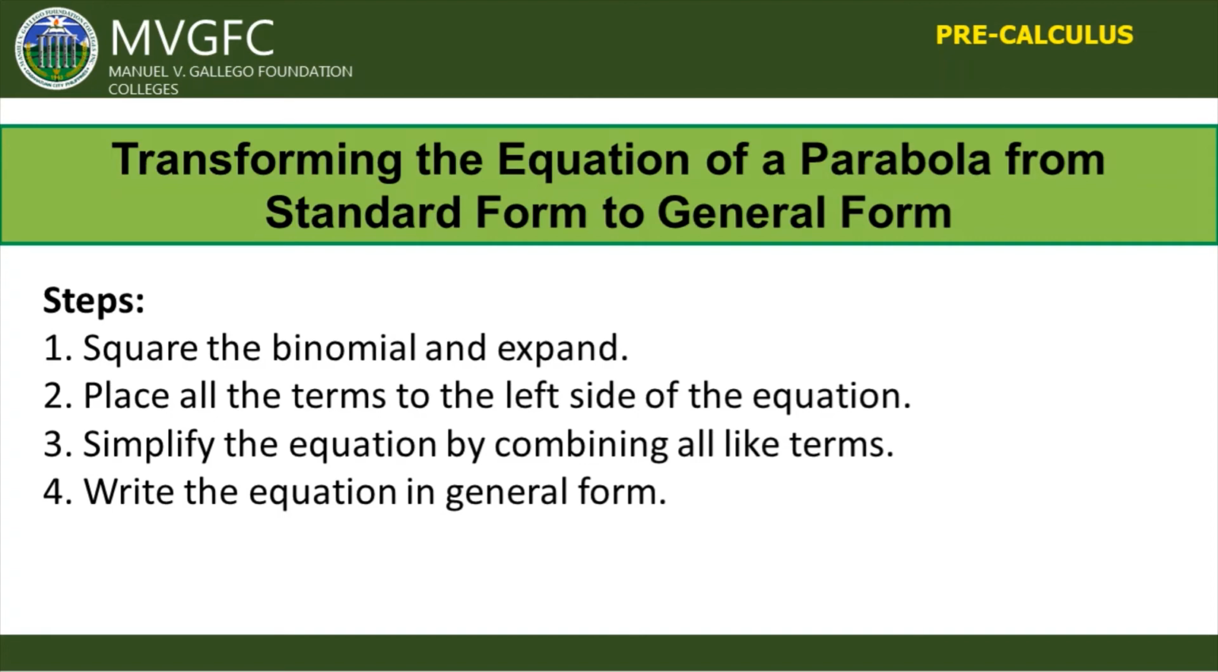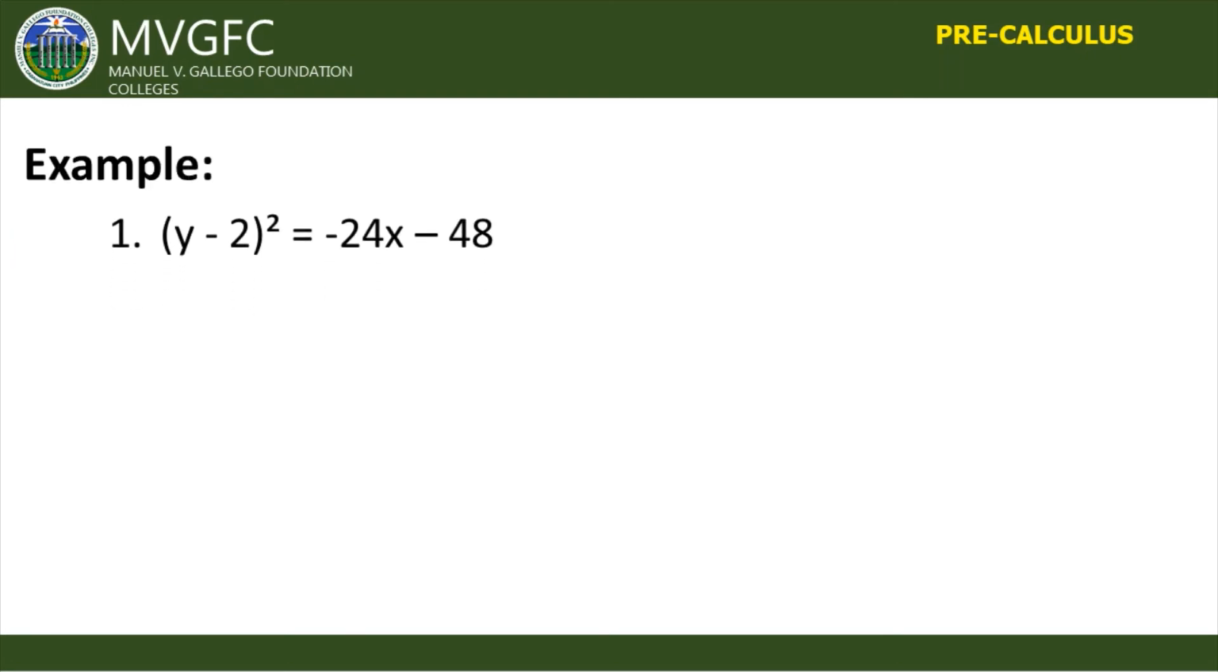So let's have examples. Number 1: we have y minus 2 quantity squared is equal to negative 24x minus 48. So, once again, let us square the binomial. Let us expand this.